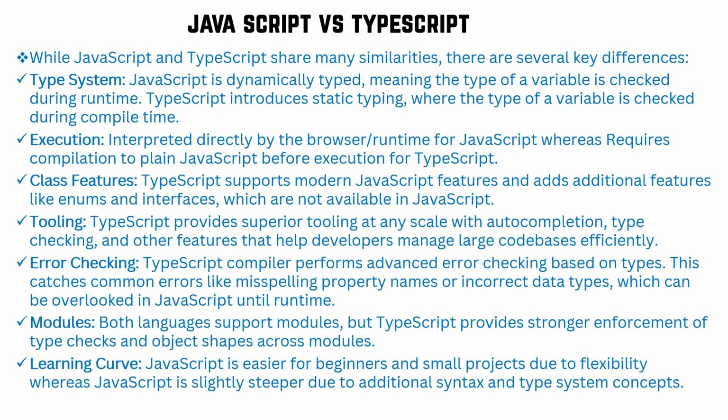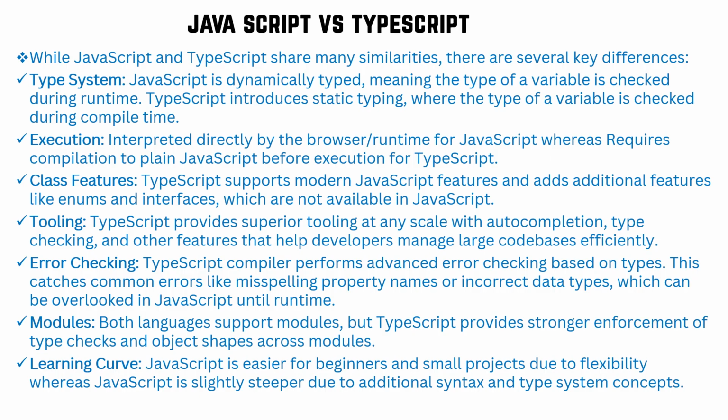Execution: JavaScript is interpreted directly by the browser runtime, whereas TypeScript requires compilation to plain JavaScript before executing. So TypeScript will be a little bit slower. Class features: TypeScript supports modern JavaScript features and adds additional features like enum and interfaces, which are not available in JavaScript. We will understand what is enum and other stuff later slowly.